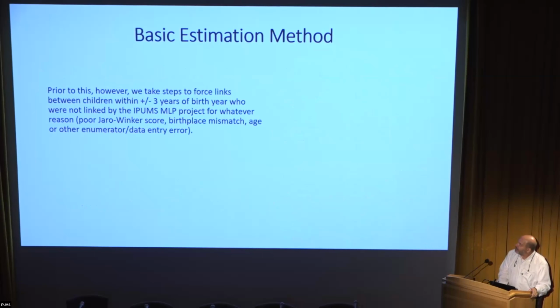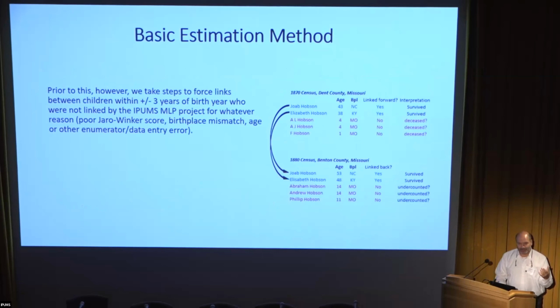I will say we take a couple of steps. I'm not going to go through this. We force links. The IPUMS MLP is designed to be very confident in every link, so it sometimes does not make a link when it should. And so we go through and force some links. We see this couple has 3 children with only first initials. The MLP didn't link them. We forced a link in this case and said, no, these aren't 3 dead children and 3 undercounted children. They all are the same children.